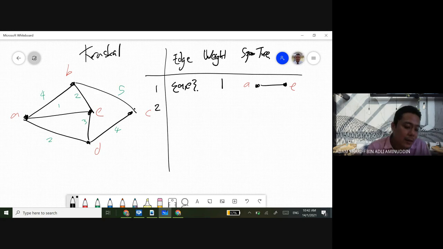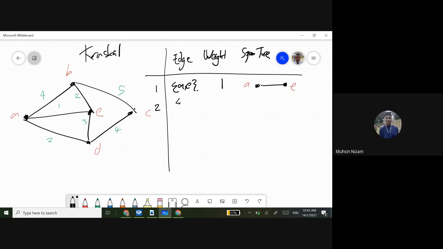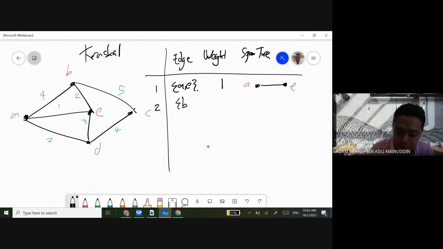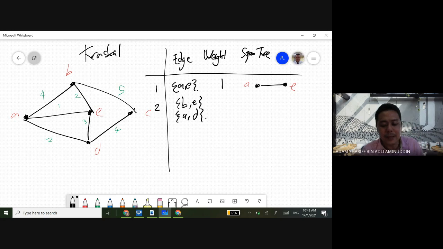Okay. Look as a whole, which are the next smallest edges? Sama ada BE or AB. Kita jangan like tengok konsep yang incidence dah, tak perlu ambil peduli sebelah-sebelah, tak perlu. Kita tengok secara menyeluruh. AE yang paling kecil. Kemudian sama ada BE atau AB, choose either one.